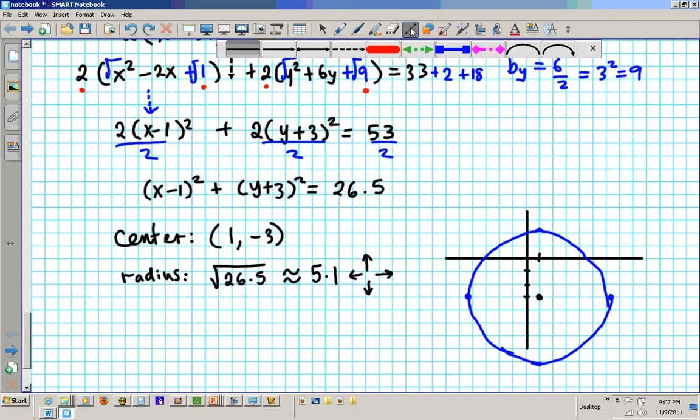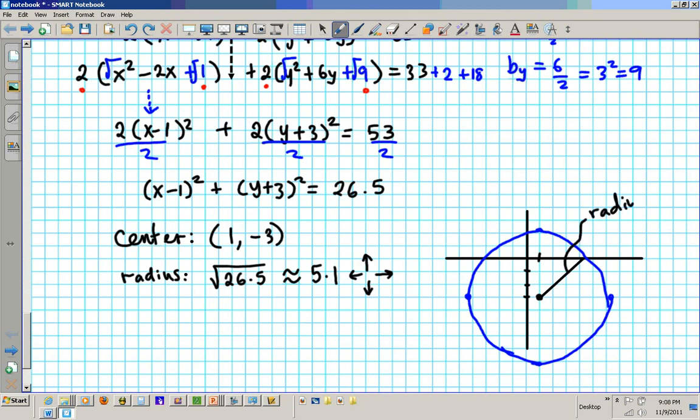Alright. And then you indicate your center and your radius. Right? And then there goes your radius, right there. Okay? So that's how you do it.